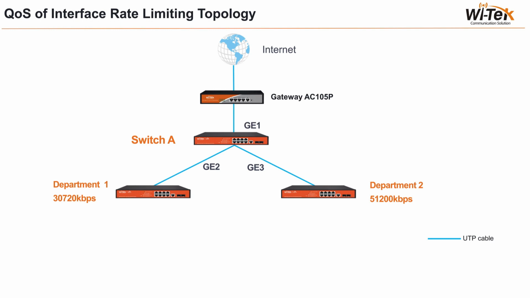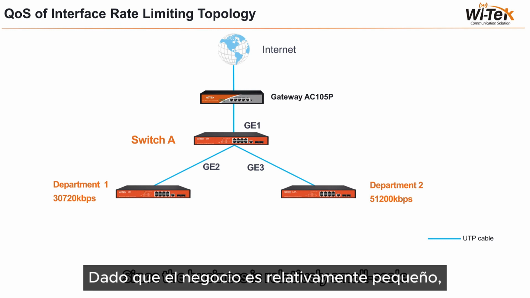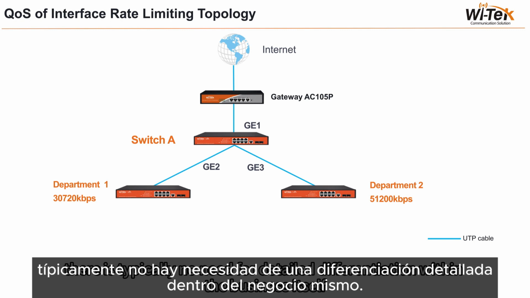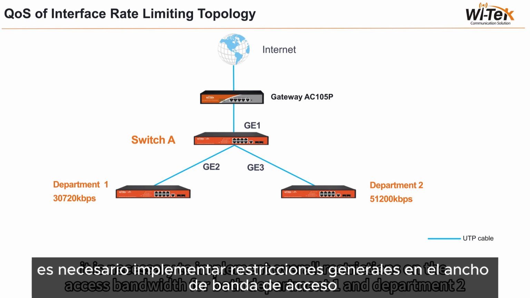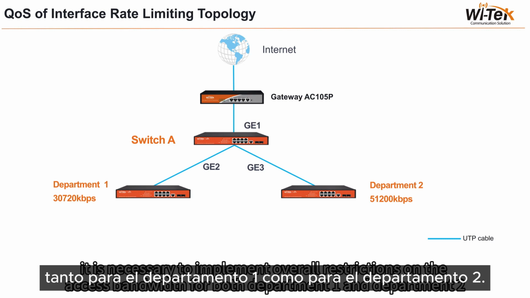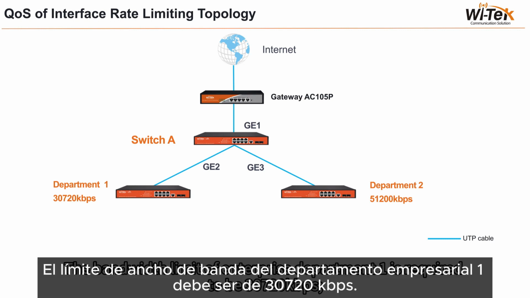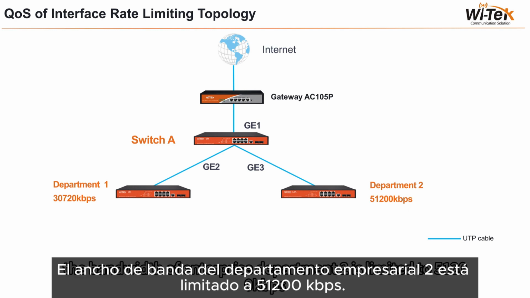and the router. Since the business is relatively small scale, there is typically no need for detailed differentiation within the business itself. However, due to limited network bandwidth, it is necessary to implement overall restrictions on the access bandwidth for both Department 1 and Department 2. The bandwidth limit of Enterprise Department 1 is required to be 30,720 kbps. The bandwidth of Enterprise Department 2 is limited to 51,200 kbps.